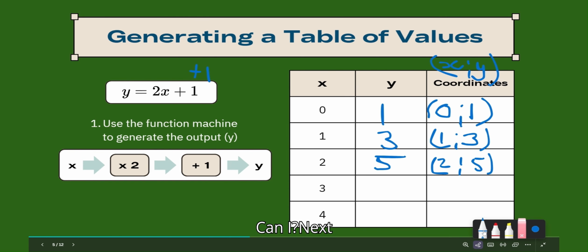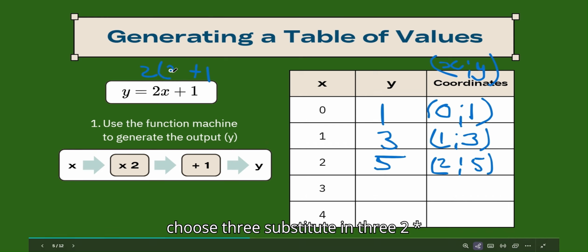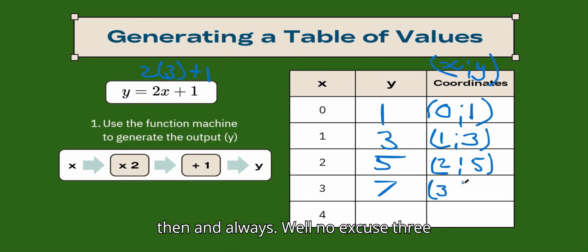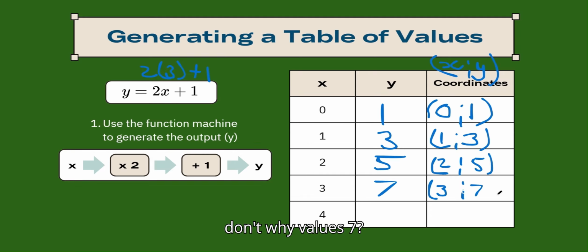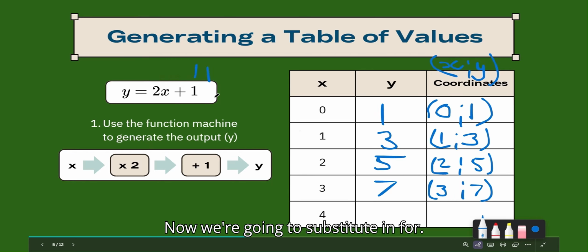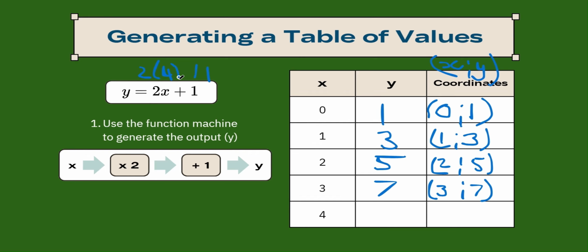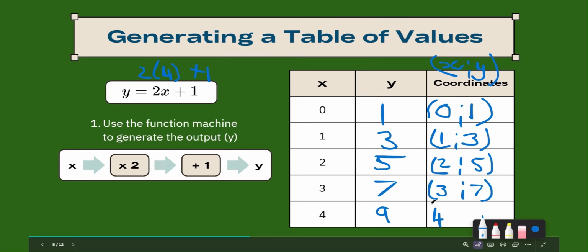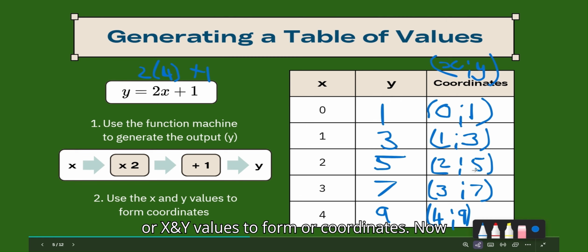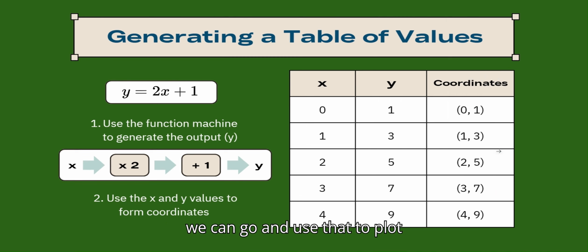Okay. Let's choose 3. Substitute in 3. 2 times 3 is 6. Plus 1 is 7. So our x value is 3, and our y value is 7. Now we're going to substitute in 4. 2 times 4 is 8. Plus 1 is 9. So there we have our coordinates. We used our x and y values to form our coordinates. Now we can go and use that to plot.